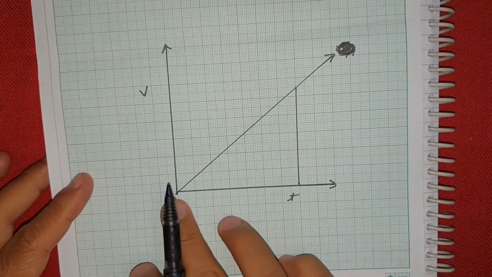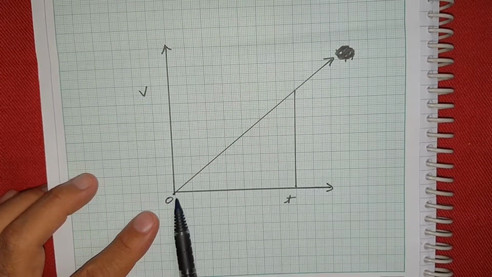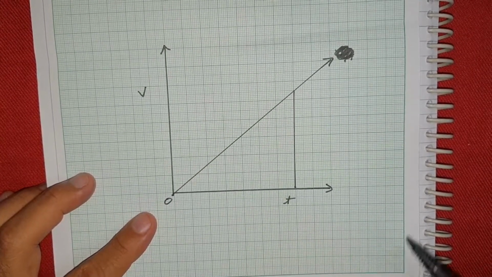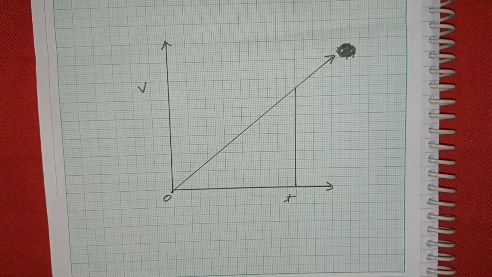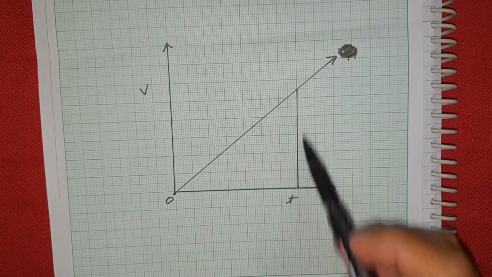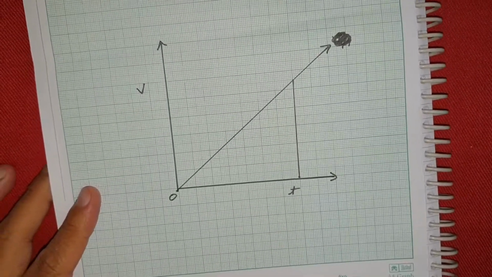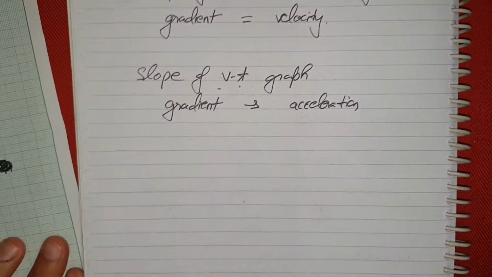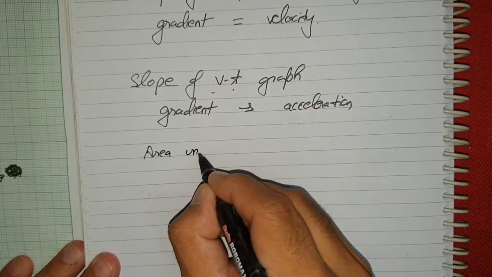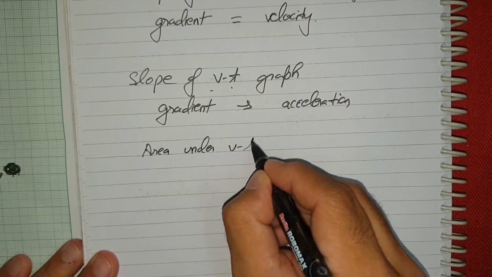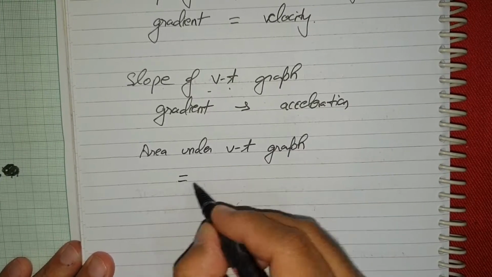Similarly for this, if you want to find the displacement or the distance covered from time 0 to t, what do we have to do? We have to find the area under this graph. Now this makes a triangle. So using the formula, half into base into height, that will give you the displacement. So one more point: the area under the velocity time graph gives you displacement.